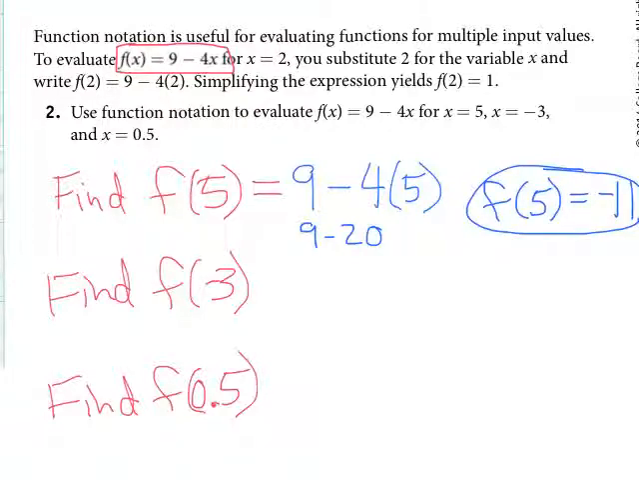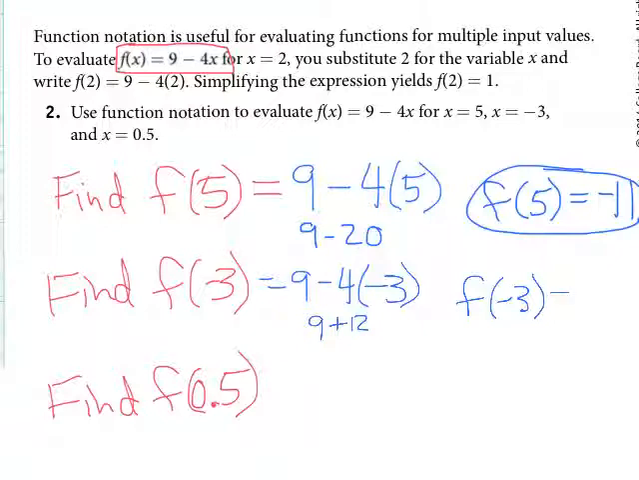Okay, so f of negative 3 is asking me to use the f function. So the f function is 9 minus 4x. So I have 9 minus 4, and then x, my input that they give me inside the parentheses, is negative 3. So I plug that in, and then I work it out. Negative 4 times negative 3 is a plus 12. So I have 9 plus 12, which is 21. So the function f with the input of negative 3 gives me an output of 21.